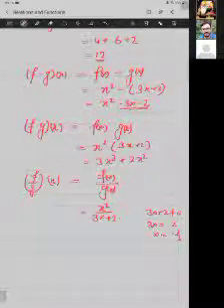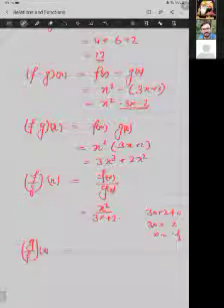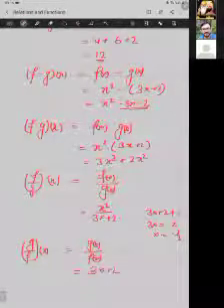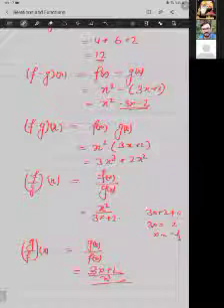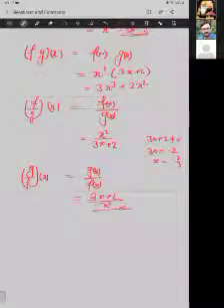They may ask us g upon fx also. So this will be gx upon fx. So gx is 3x plus 2 upon x square. So likewise, we could do the questions. Now see how they may ask.